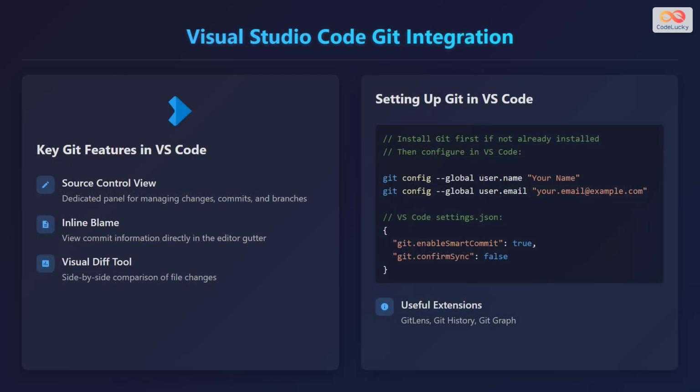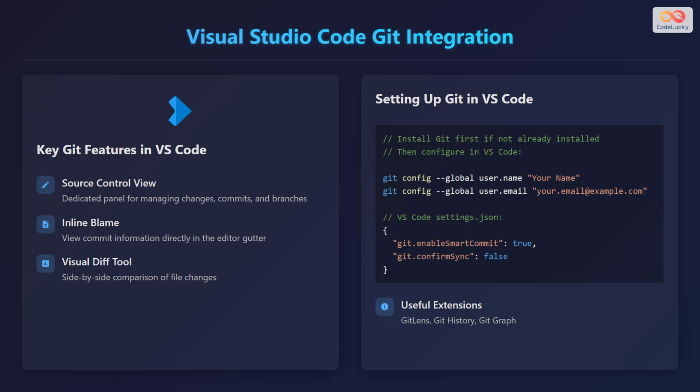Let's explore the Git integration features in Visual Studio Code, or VS Code. VS Code has a dedicated source control panel where you can manage changes, commits, and branches. The inline blame feature displays commit information directly in the editor, showing who made the last change to each line. VS Code offers a visual diff tool for comparing changes between different versions of a file.